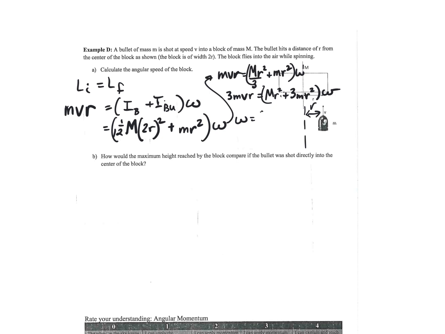All right, so now we just have to divide, right? So 3mv, I'm going to get rid of this r and the squareds. Those go away. So this will be 3mv divided by big M r plus 3 little m r.